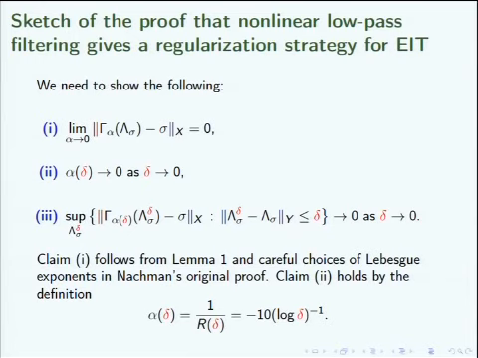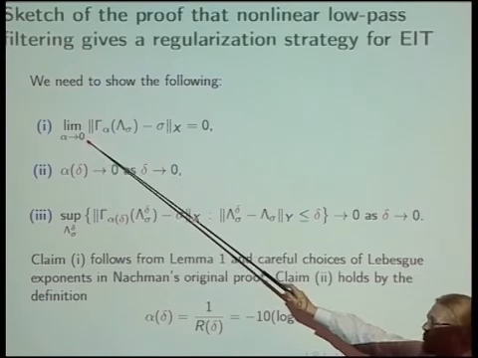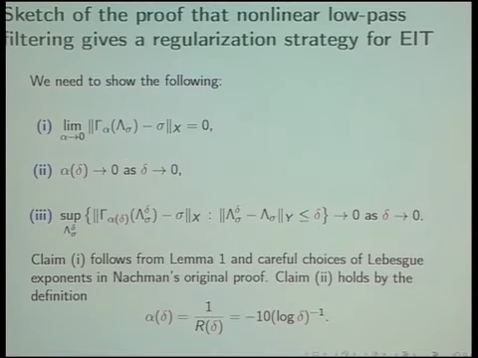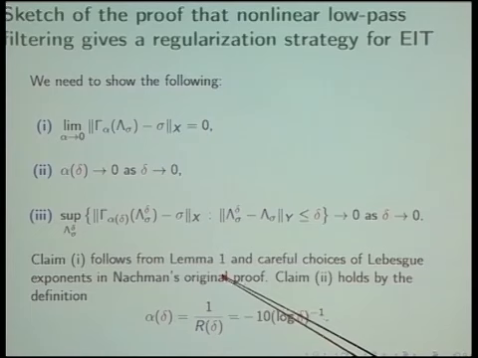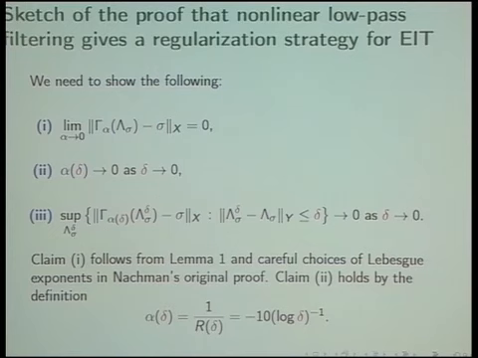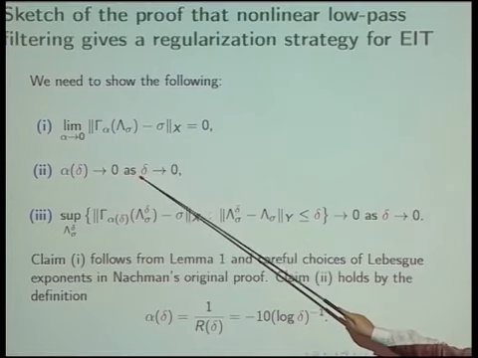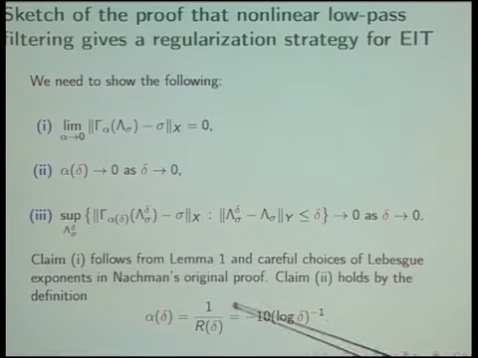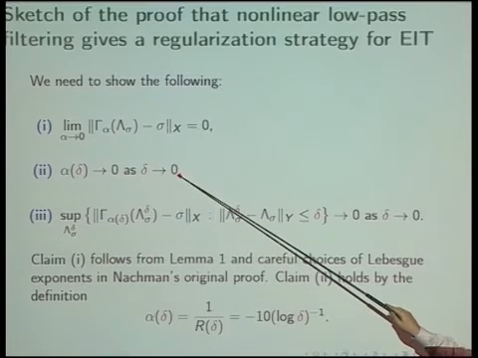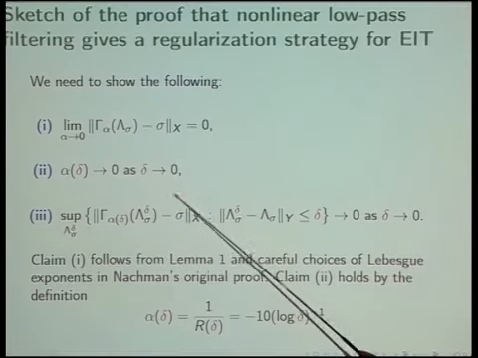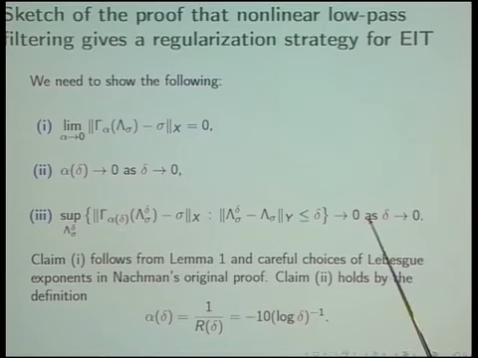Okay, now what we should do to prove our claim. First of all, from infinite precision data, we get perfect reconstruction when alpha goes to 0. This is actually roughly Nachman's original result. We need lemma 1 and then going through Nachman's proof with very carefully choosing all the L^p spaces there. This one is quite trivial because it's just by definition what happens. Alpha goes to 0 when the noise level goes to 0. And then we should show that this reconstruction error, the supremum, goes to 0 when the noise level approaches 0.